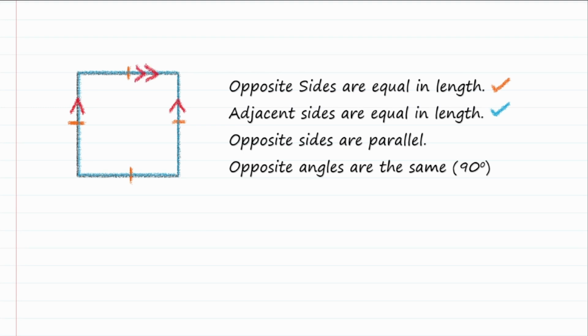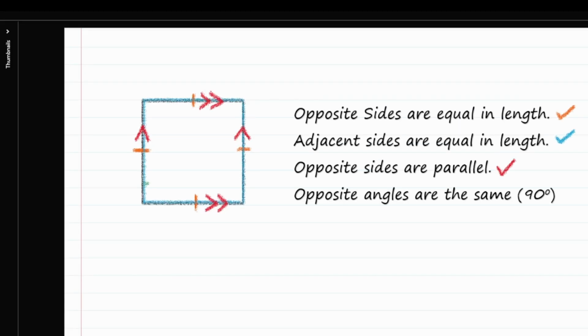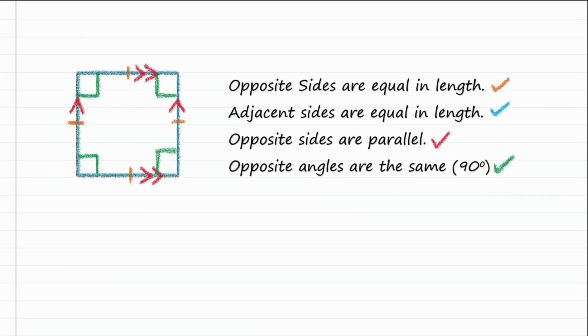Opposite angles are the same, and in this case, they are 90 degrees. The bottom left and the top right of my square are both 90 degrees, and they are opposite each other. And the same can be said about the last two angles, which are also 90 degrees, and they are also opposite each other. So this is true.